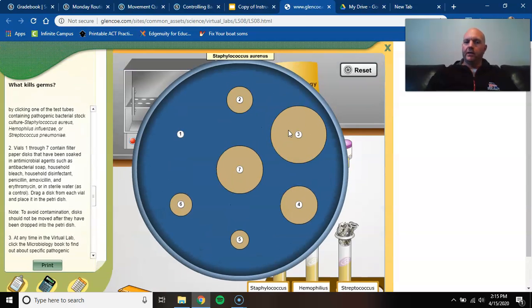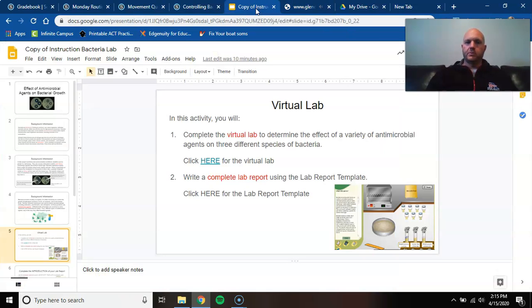And you're measuring the area in which there is no growth. Blue is growth. No growth is the area clean. The bigger the circle, the more stuff was killed, the better the substance worked. That's what you're aiming for, right?